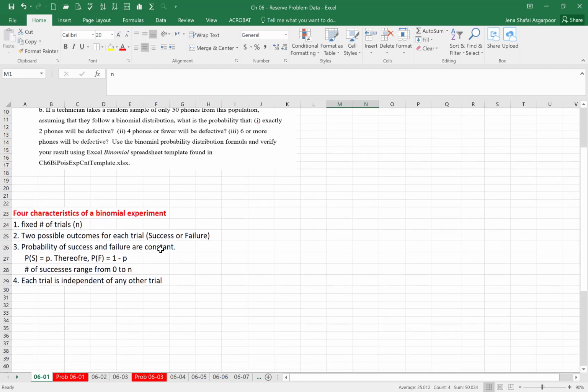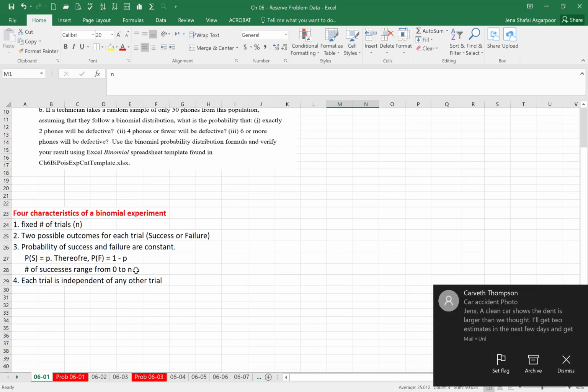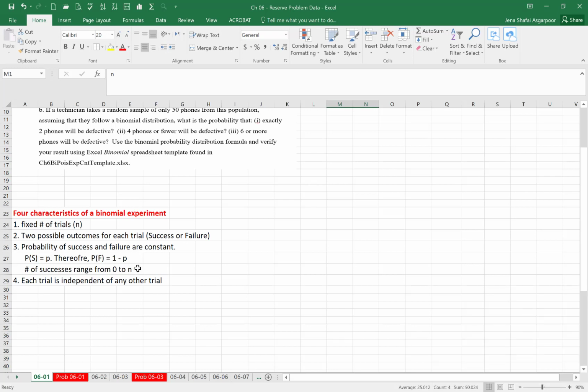Probability of success and failure are constant, so they don't change from one unit to another, and the probability of success is denoted by the letter P, and therefore the probability of failure is 1 minus P, because they must add up to 1. They're complements to each other. The number of successes ranges from 0 to n. So if we have n trials, then the number of successes could be nothing, none of those 50 phones are defective, or all of them are defective, and then any number in between. And finally, each trial is independent of the other.